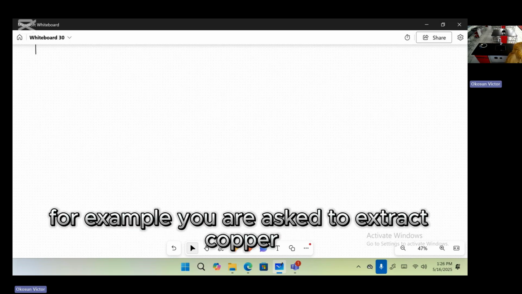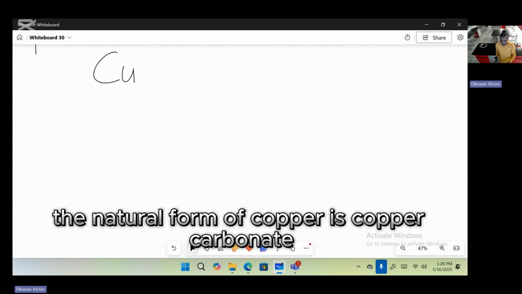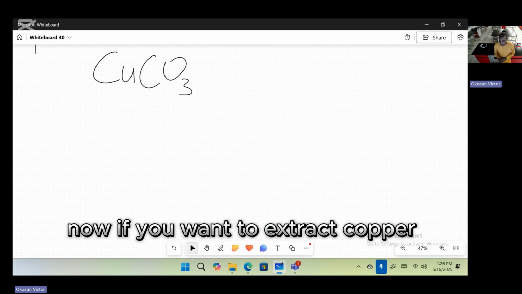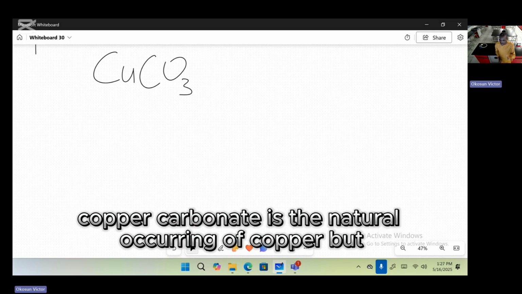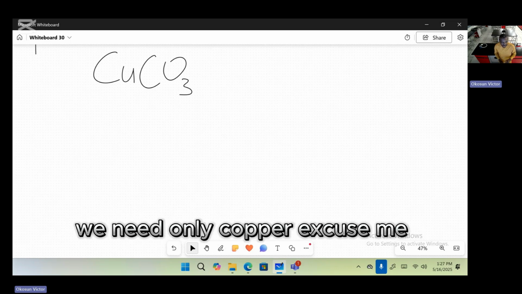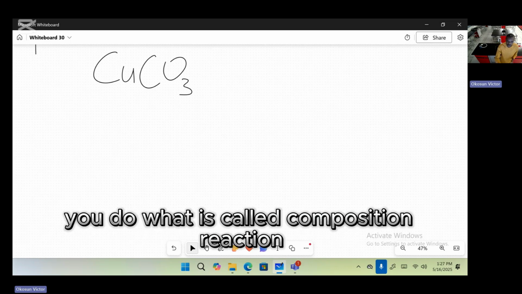For example, you are asked to extract copper. The natural form of copper is copper carbonate. Copper carbonate is the natural occurrence of copper, but we don't need carbonate there, we need only copper. So what do you do? You do what is called a decomposition reaction.